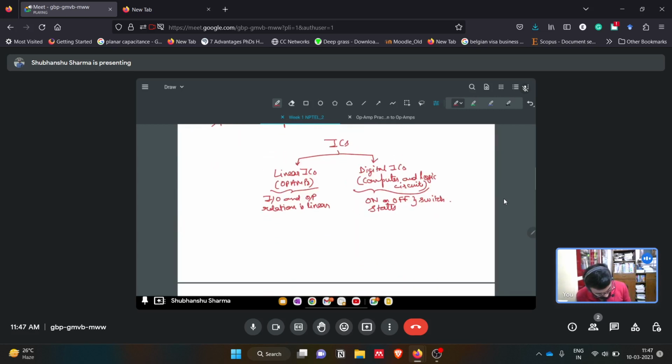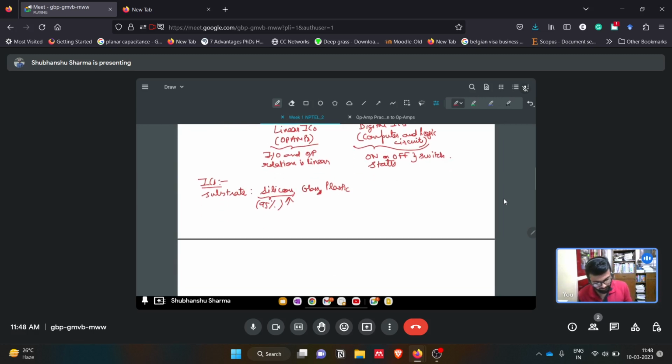Then if we talk about how they are made, the substrate of these ICs is either silicon, glass, or plastic. But mostly, 95% of the ICs are made of silicon because of the easy availability of the substrate.